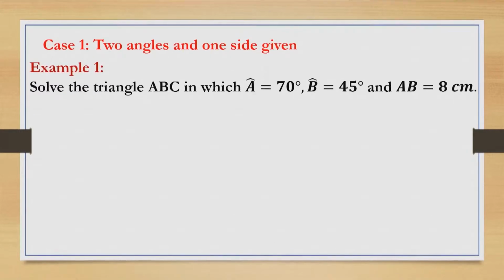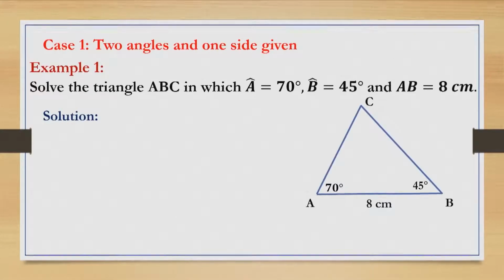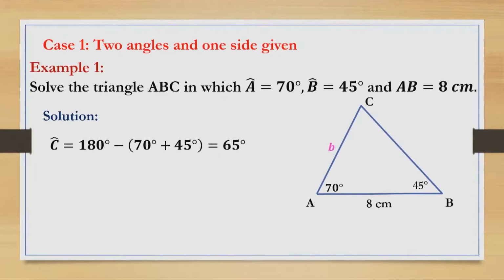First example: solve the triangle ABC in which angle A is 70 degrees, angle B is 45 degrees and AB is 8 centimeters. So I need to solve the triangle ABC. The first step will be to find angle C. Remember the sum of angles is 180 degrees. So angle C will be 180 degrees minus (70 plus 45), which is 65 degrees.